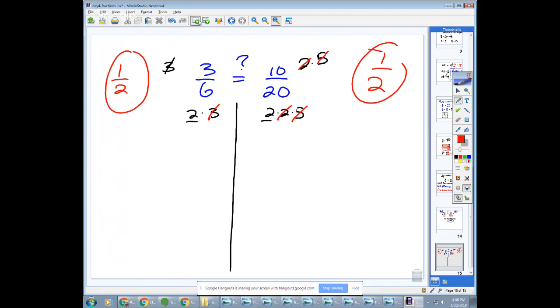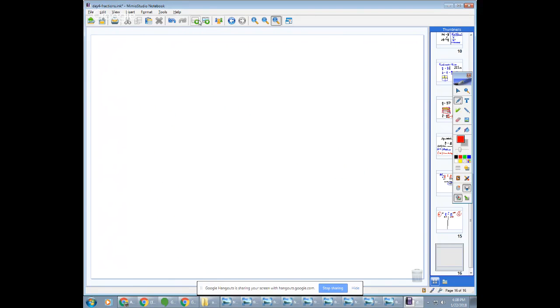And then the last way to do it is probably the easiest way of all. 3/6 versus 10/20. Okay. And here we just cross multiply. So 3 times 20 is 60. 6 times 10 is also 60. So since those match, they're equal.